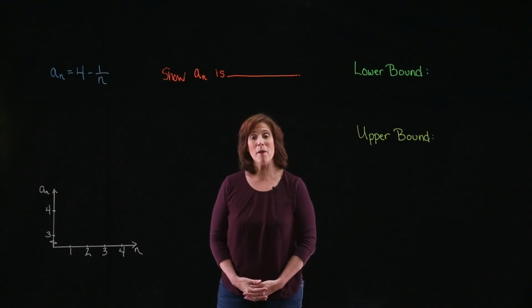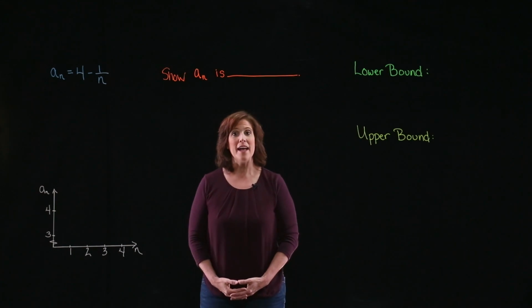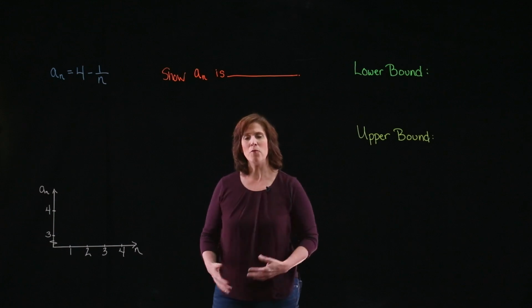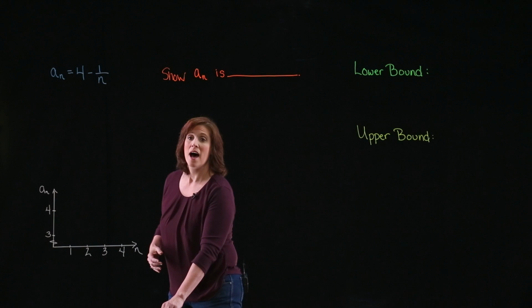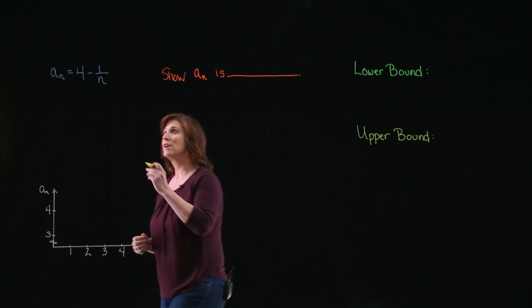Hi everyone, I'm Cheryl. In this problem, we're going to be looking at the sequence 4 minus 1 over n and determining whether the sequence is monotonic and bounded. Well, before we begin, let's get a sense of what's happening with this particular sequence. I'm going to do that by looking at, let's just say, the first four terms.